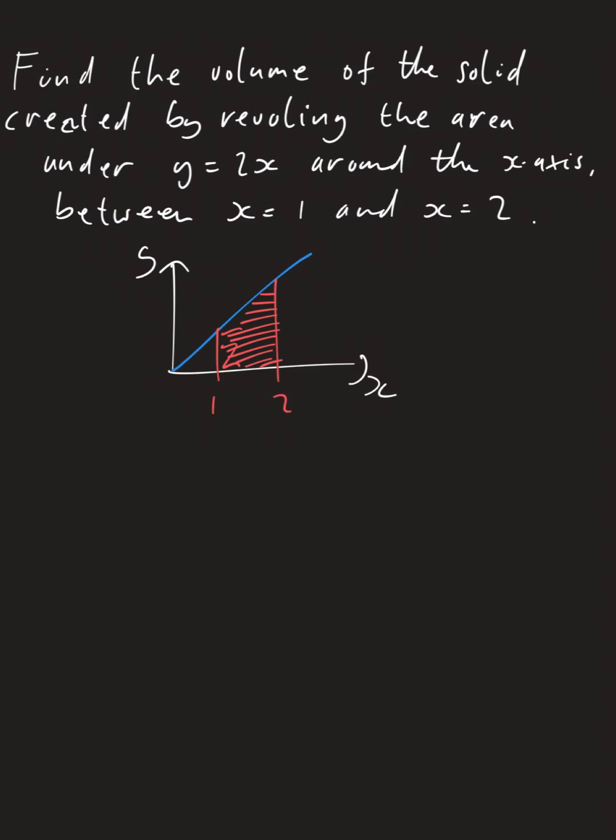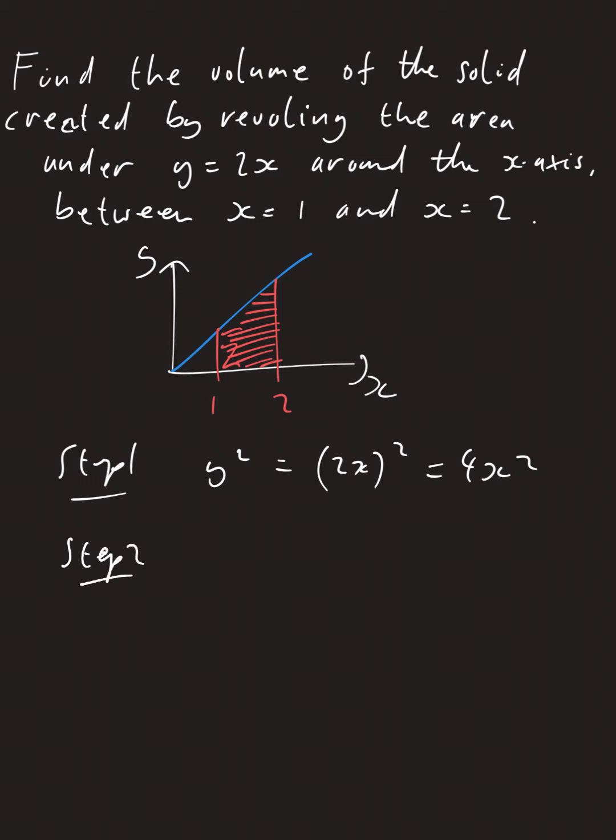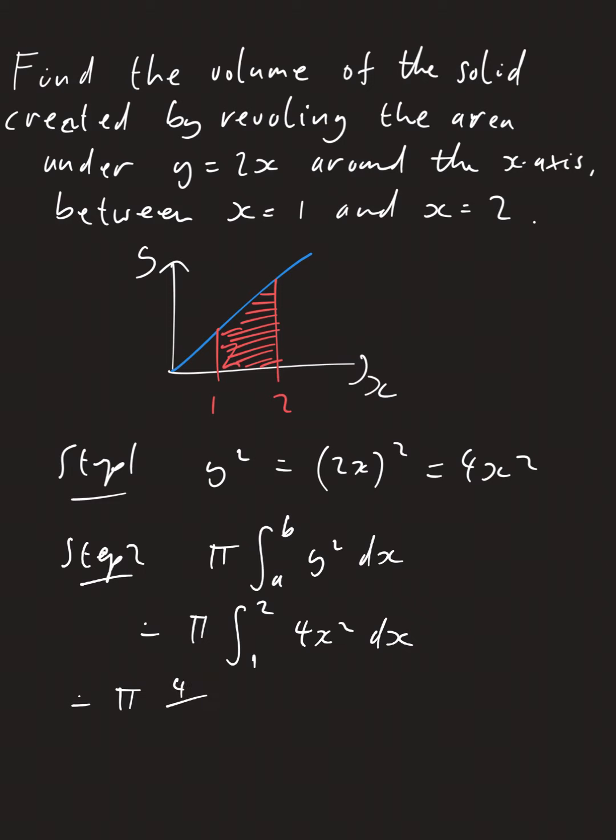And to get the volume, step 1 will be to get y squared. In this case, y squared is equal to 2x all squared, which is equal to 4x squared. Step 2, get pi times the integral between a and b of y squared dx. So in this case, it's pi, a is 1, b is 2, y squared is 4x squared, and that's the integral we have to get our volume. So that's equal to pi times the integral of 4x squared. We increase the power by 1 and divide by the new power.